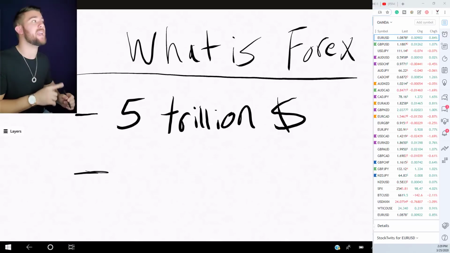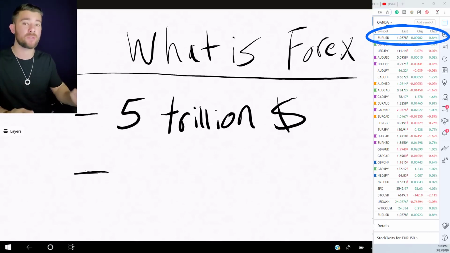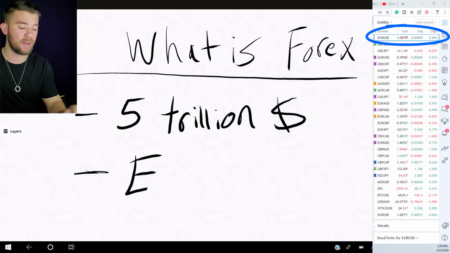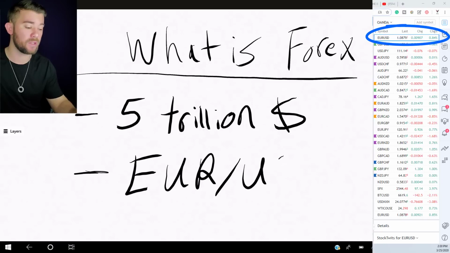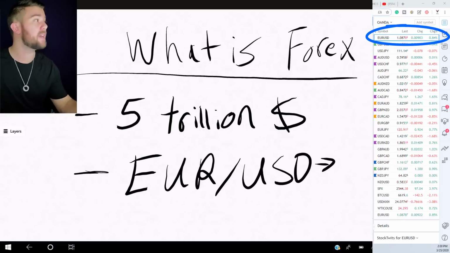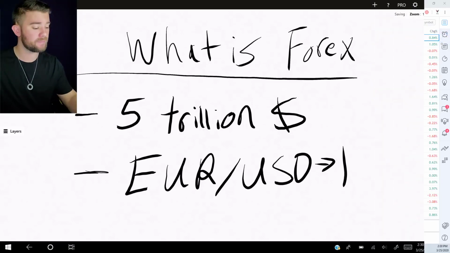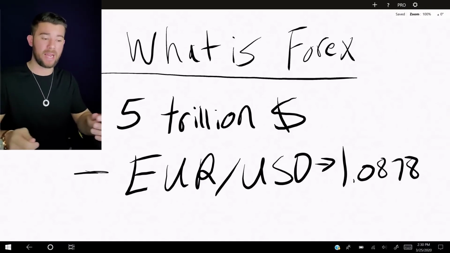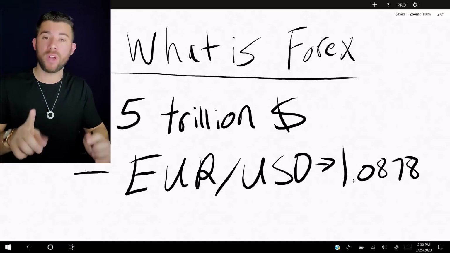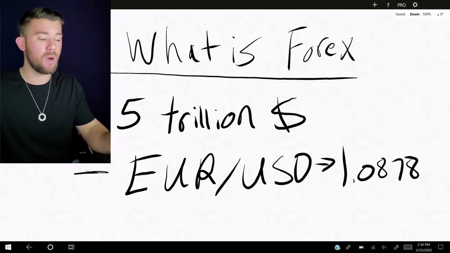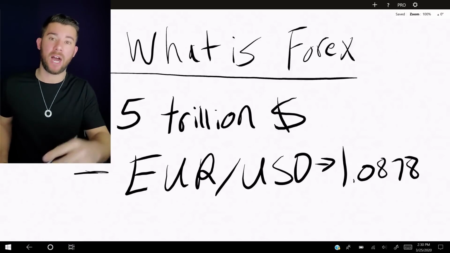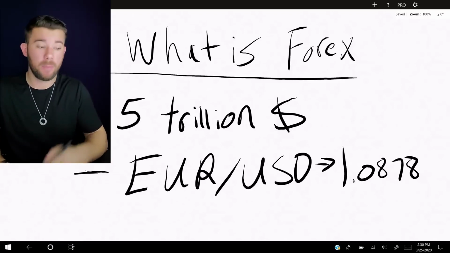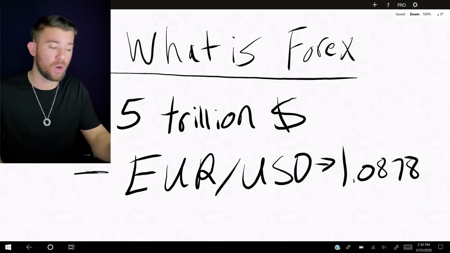For instance, right now, the euro-dollar exchange rate is 1.0878. So let's just write this down. The euro against the dollar right now, or the euro-dollar exchange rate, is 1.0878. So that means that if you were to go to Europe right now and you wanted to get €1, then you would have to give them $1.0878 to get that €1. Because right now, €1 is worth $1.0878.